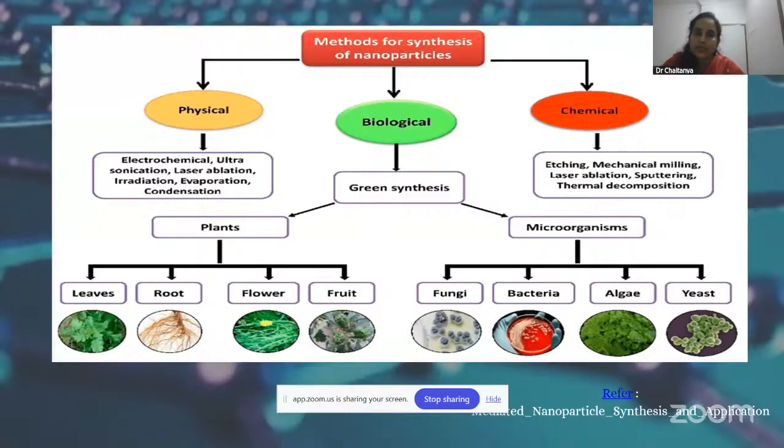Nanoparticles can be synthesized by physical methods, chemical methods, as well as biological methods. But in our session we will focus more on biological synthesis. Why? Because see, there are n number of techniques.